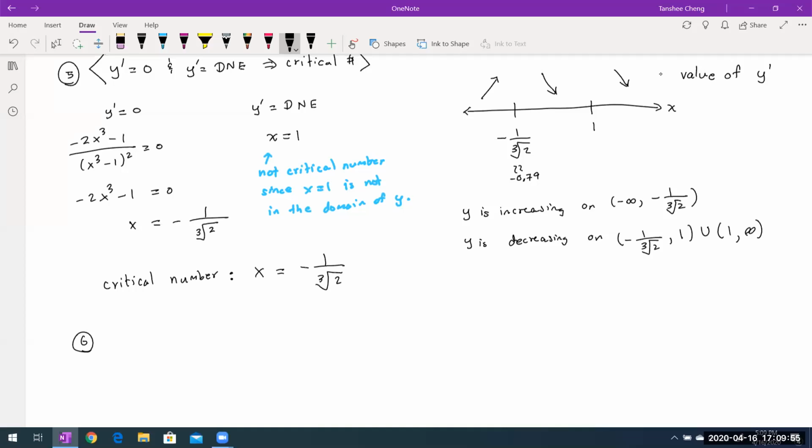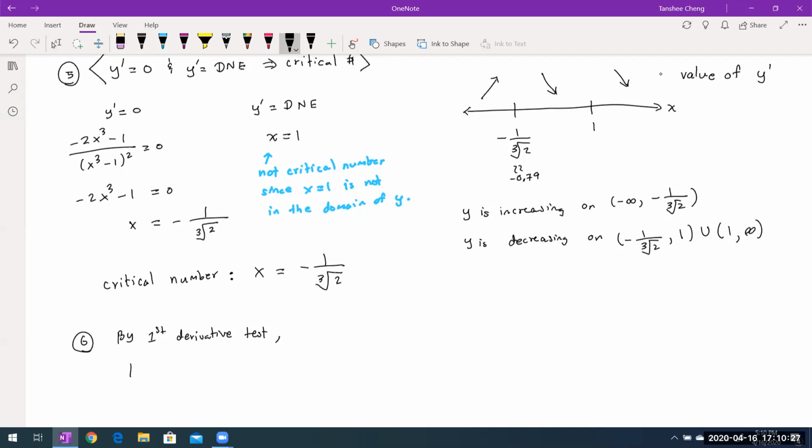From part 5, we know that at this critical number, negative 1 over the cube root of 2, it will change from increasing to decreasing. So we're going to have a local maximum by the first derivative test. So now I can conclude this way. This is important: you need to tell me which test you are using, by first derivative test.